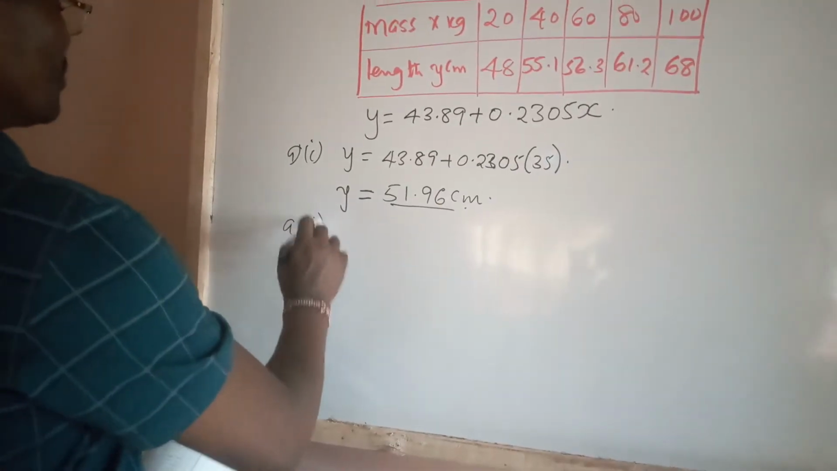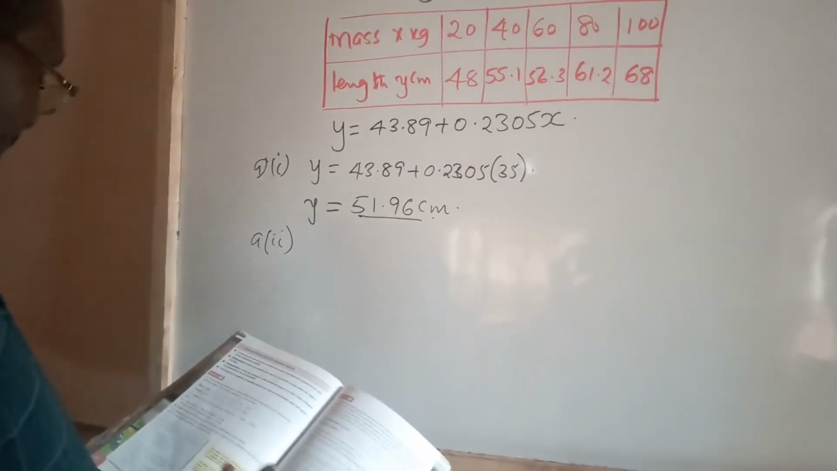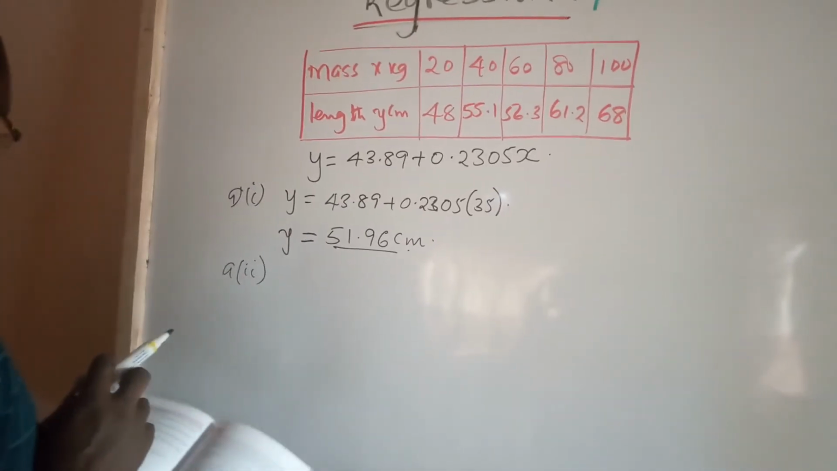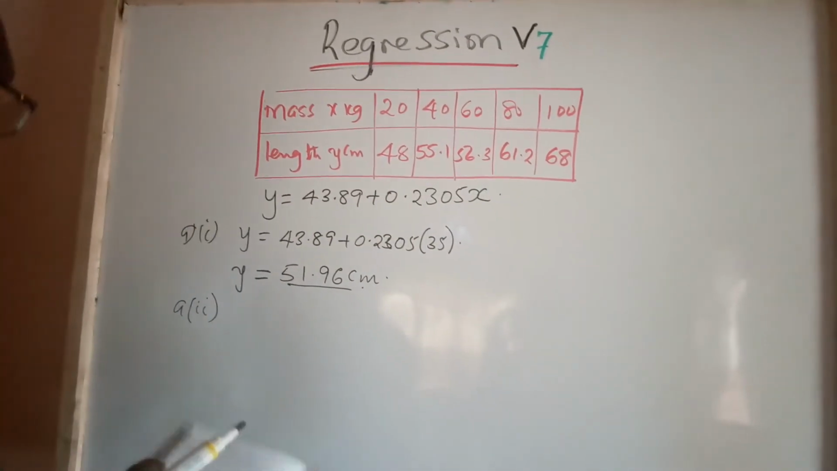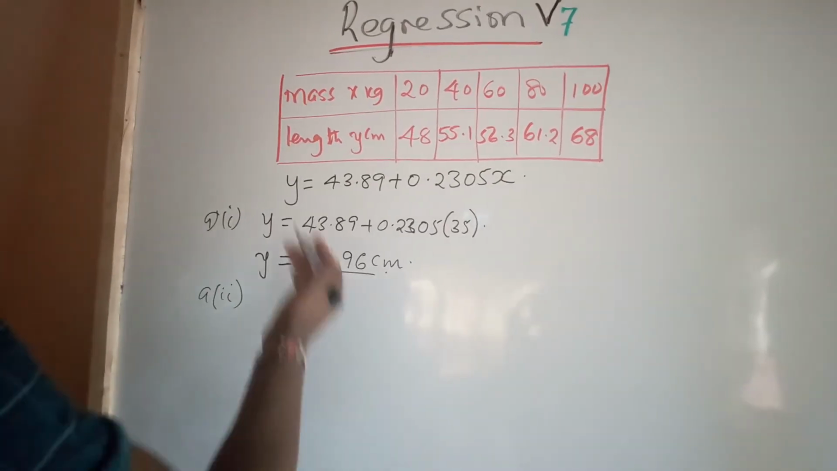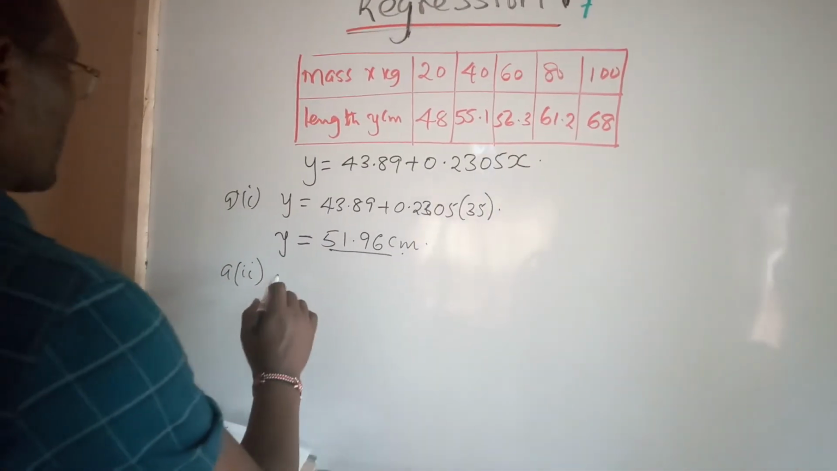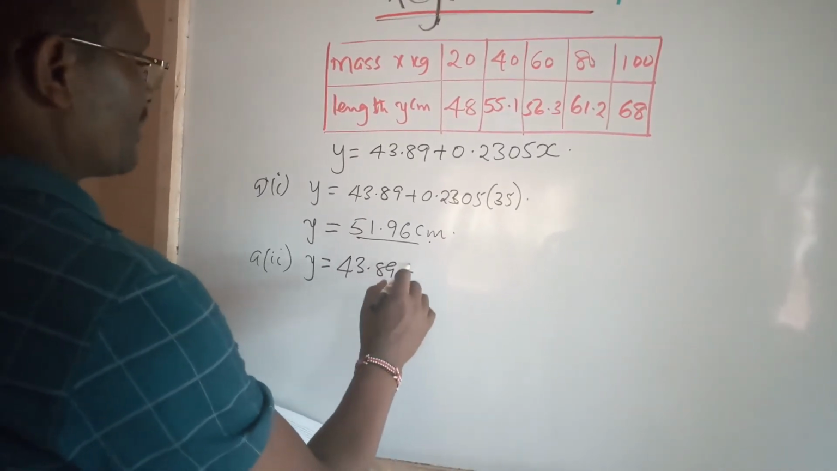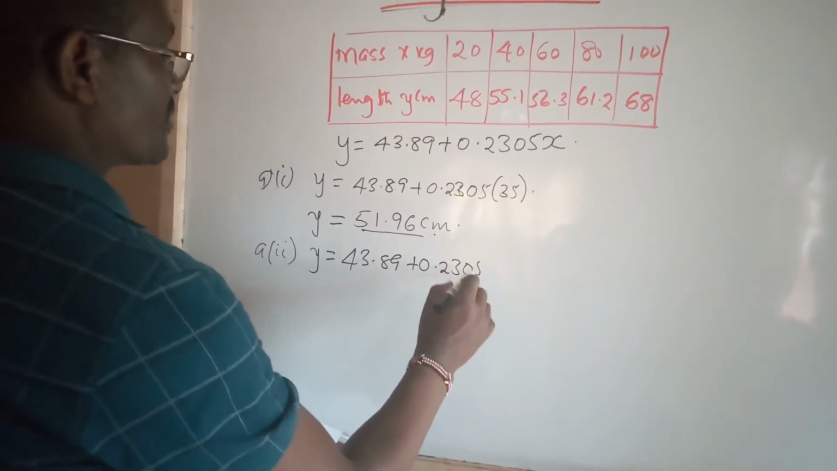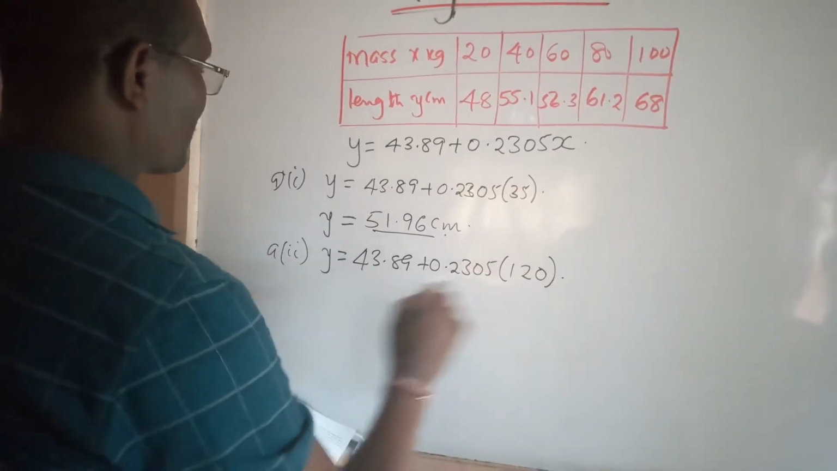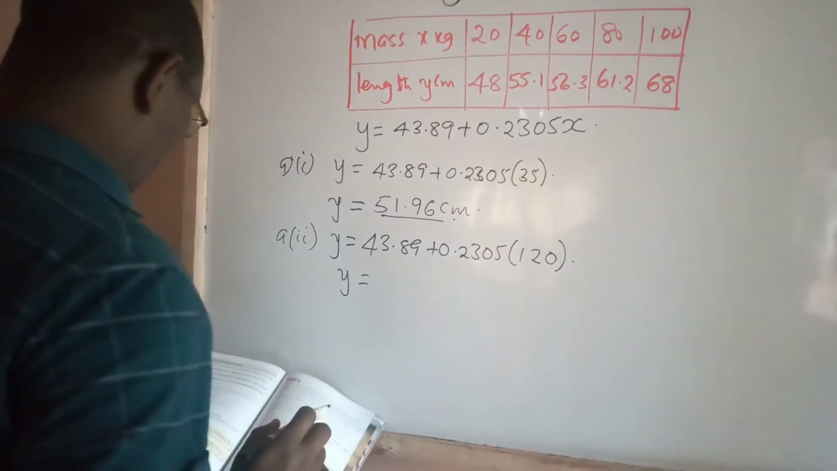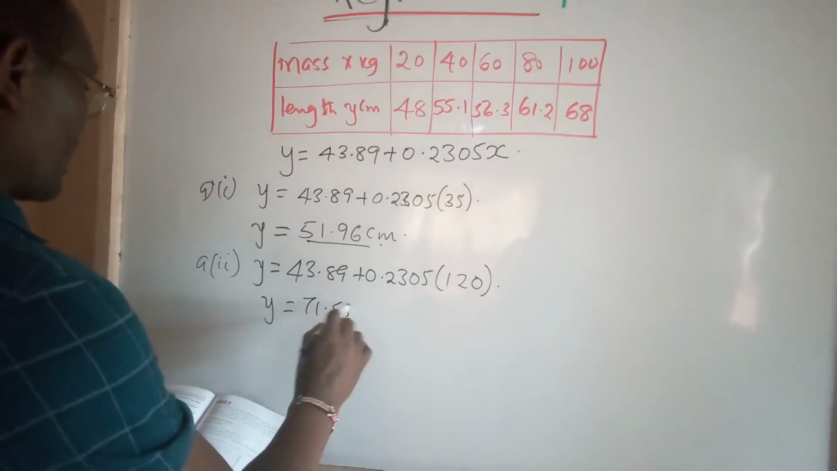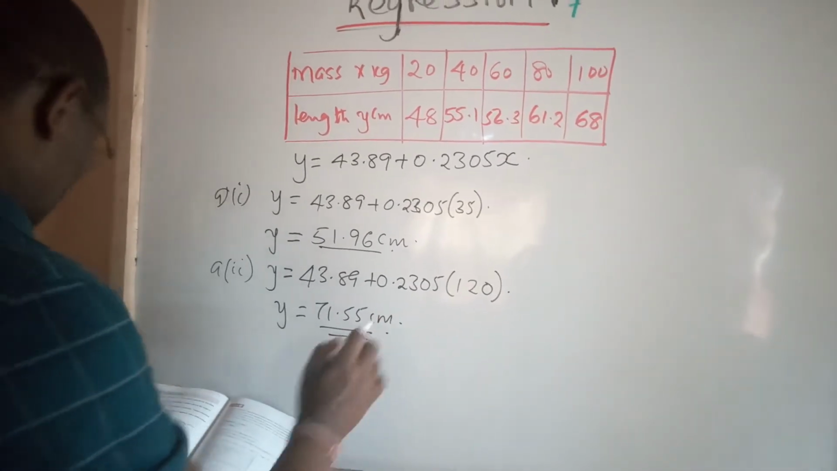A, Roman 2, we are expected to find the value of y when the mass of 120 kg is placed on the spring. At the same time, we just need to do exactly what we did in part A. So our new value of y is going to be 43.89 plus 0.2305, now the mass of 120. And you'll find our new value of y is going to be 71.55 centimeters. That is our new value of y.